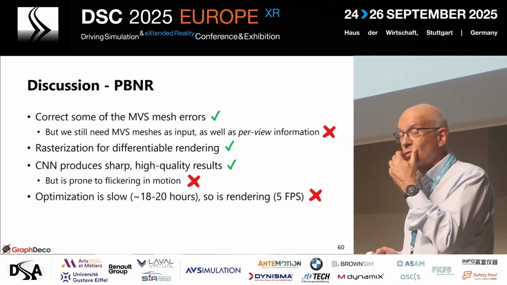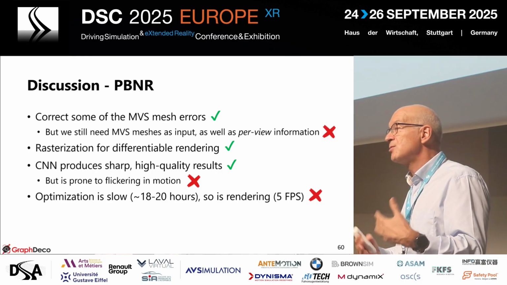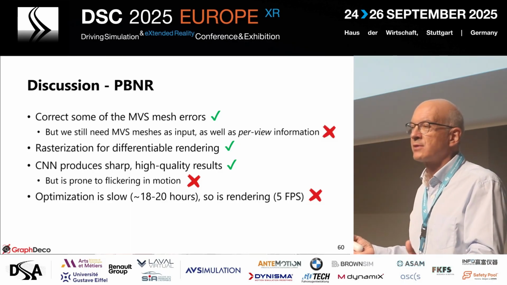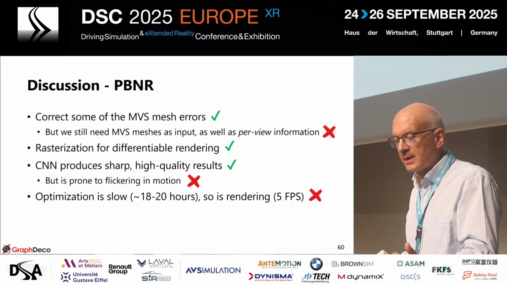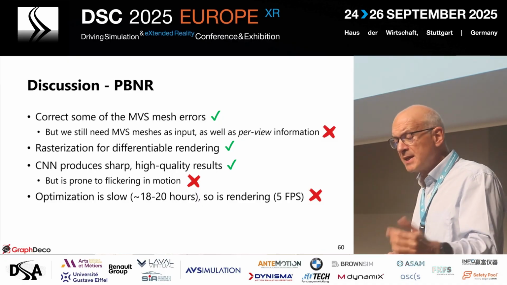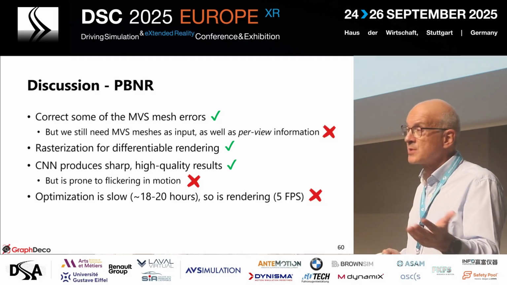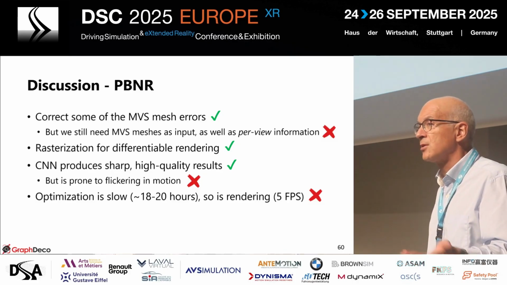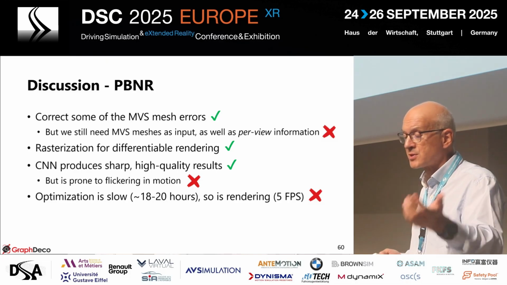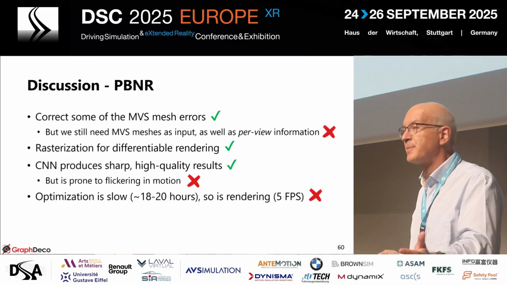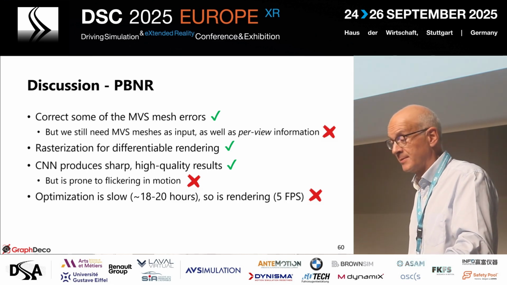So why is that a problem? It means that you need to load all of the input images to the GPU, so you're essentially limited to 300. You can't go beyond that. And then the CNN has flickering in motion, and that's a well-known fact. And the most important thing is optimization was still very slow. 18 hours per scene, it was equivalent to NeRF. And even though we were much faster in rendering, 5 FPS is not what you can use in a simulator.